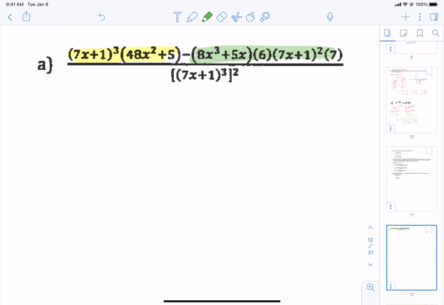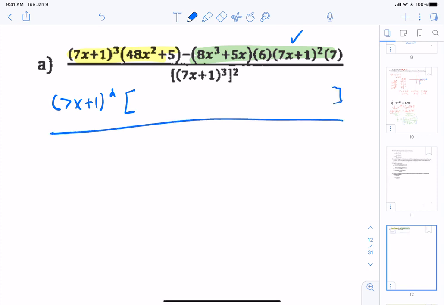Yeah, that's 7x plus 1. Now the lowest we ever see it is right here. There's 2 of them. So technically what we can do is remove 2 of them. Now on the bottom, you notice here we've got 3 of them, and 2 of them, we technically have 6 of them. So I'm going to write it as 6 of them.